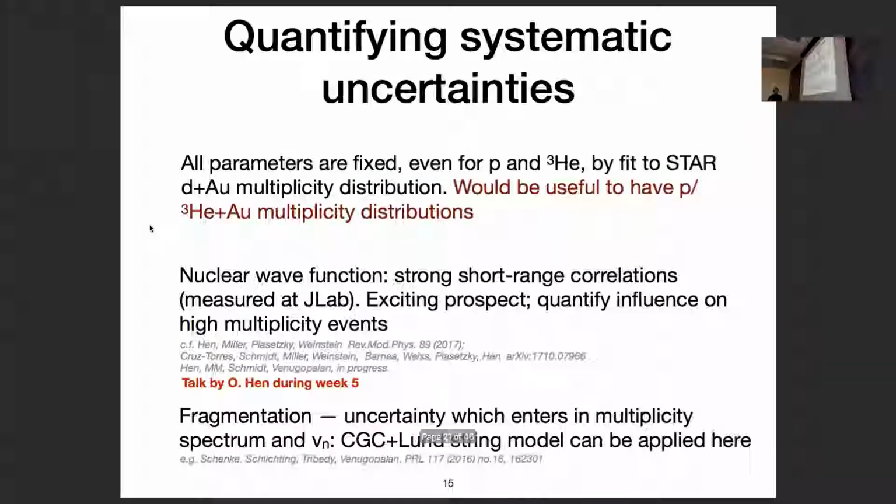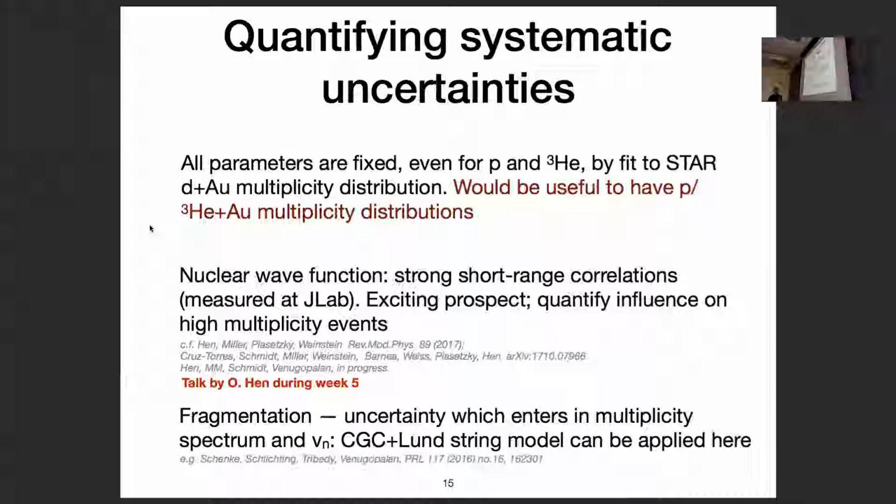Okay. So then, as I said, I drew these very broad uncertainties, and this was after much pleading from some of our experimental colleagues to try to estimate our uncertainties. And I would just want to say that there are a lot of different sources of uncertainties. So the biggest one, to me at least, is that we're really fixing all of our free parameters just by this fit to the STAR deuteron-gold multiplicity distribution.